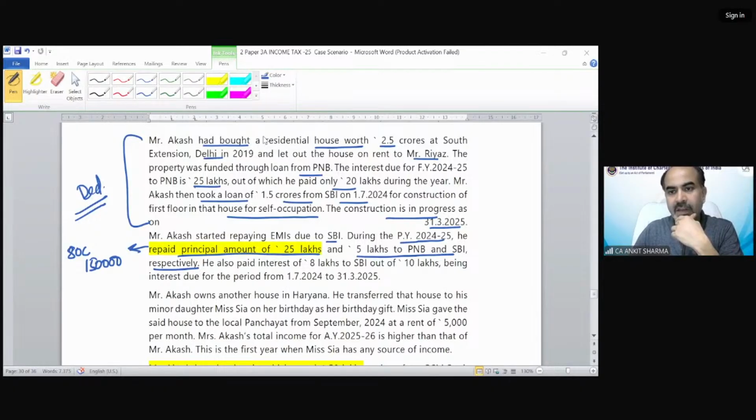Manivanan is also saying 80C 150. Pooja is saying 80C, and Shagufta is saying 80C 150. Well done. So out of this information, we have taken out the 80C deduction.